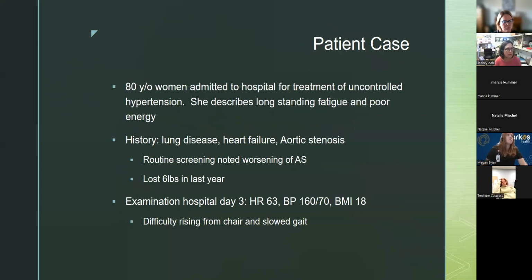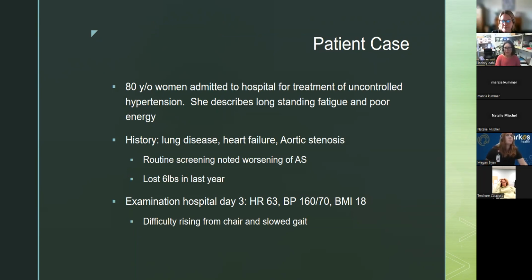So I got a little bit of a patient case here we can talk about and kind of work through. It's a little vague, but I think we can make something from it. So an 80-year-old woman is admitted to the hospital for treatment of uncontrolled hypertension. She has long-standing fatigue and poor energy. She has lung disease, heart failure, aortic stenosis. She's had worsening of her aortic stenosis, and she's lost weight in the last year.